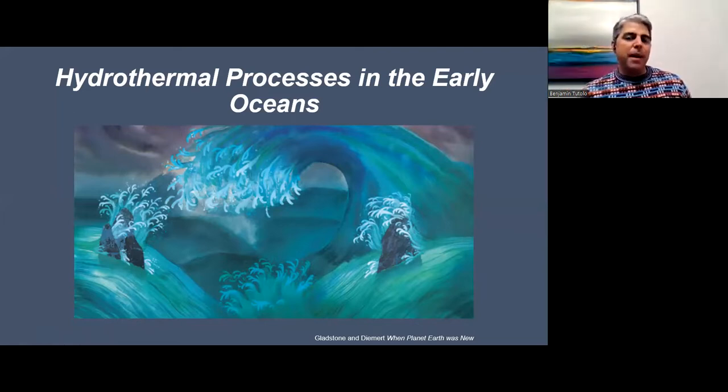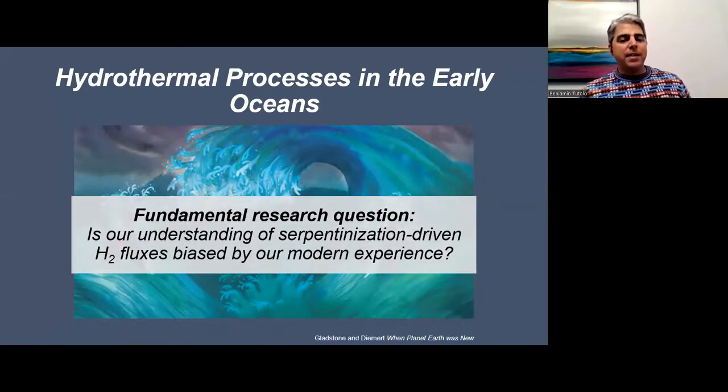So many folks hypothesize that in the early oceans, serpentinization locations, so places where hydrogen-rich fluids are interacting with seawater, would have been a prime place to originate life. And so what I want to think about is our understanding of serpentinization-driven hydrogen fluxes and hypotheses based around the origin of life in serpentinizing systems: are they biased by our modern experience? We have this very nice survey of the global hydrogen fluxes coming from serpentinizing systems today, but would that have been different in deep time?